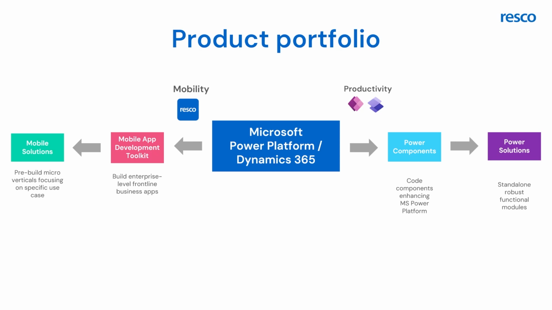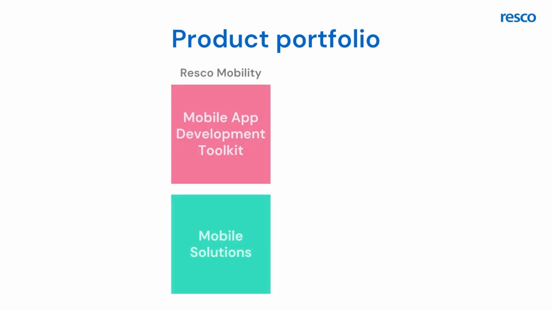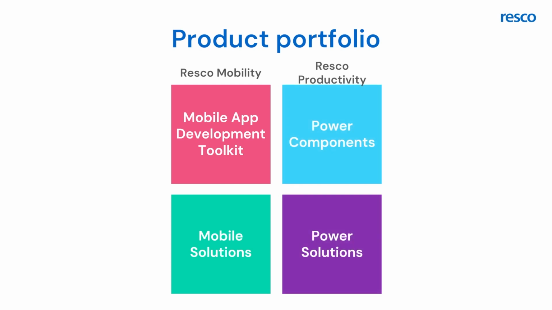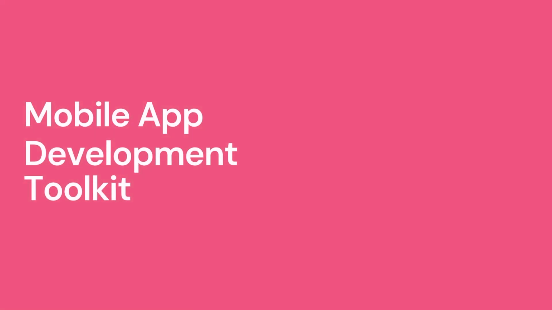And the last are the Power Solutions, which are basically more robust modules such as questionnaires, guides, or a module for creating documents from data which are in Dataverse. In a nutshell, Resco has these four product groups, and we will present the advancements and features in those. Let's start with the Mobile App Development Toolkit.